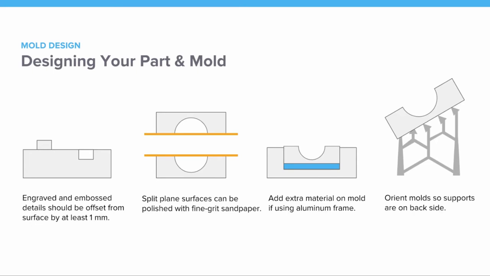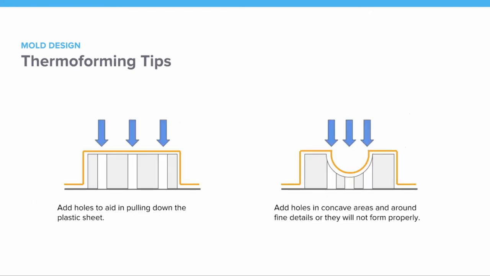Finally here, you want to make sure that your parts are oriented so the supports are on the back side, or alternatively, you want to print them directly on the build platform. Big thing here is it's saving you finishing time. If you do it the other way, you'll end up having to get into your tiny mold nooks and crannies and sand them down, and nobody wants that.